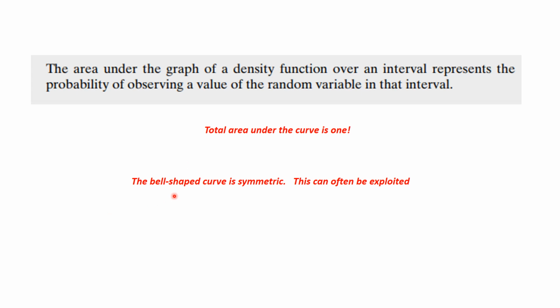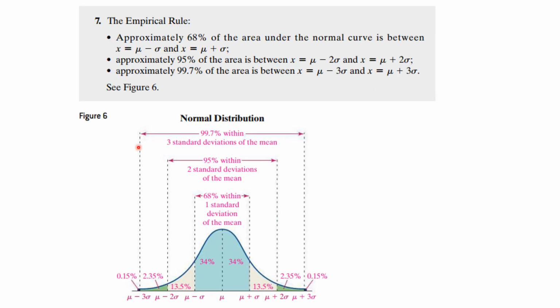You also want to realize that the bell curve is symmetric, and this can often be exploited when you do calculations like they did in the videos. They also introduced you to a very important fact called the empirical rule. And the empirical rule says that a normal distribution looks like this. You see the symmetries that are here.